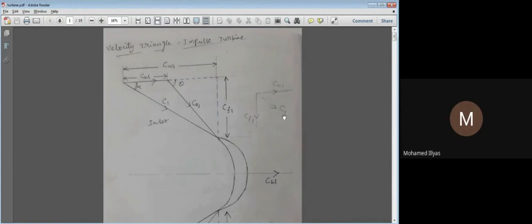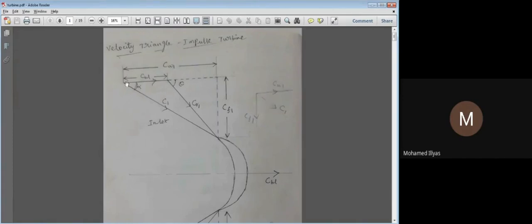In engineering mechanics, an inclined force has to be resolved into corresponding horizontal and vertical components. So we make C1 into two components, a horizontal component and a vertical component. This horizontal component we call the tangential component. This vertical component we call the axial component.